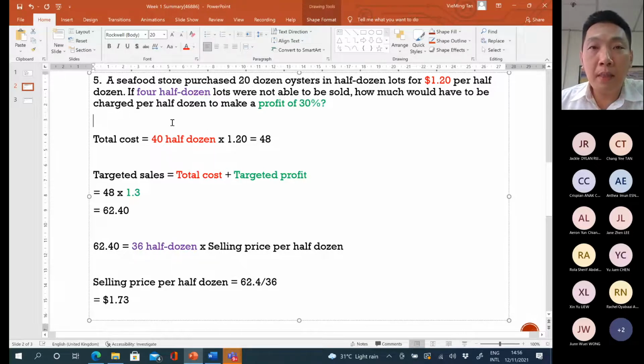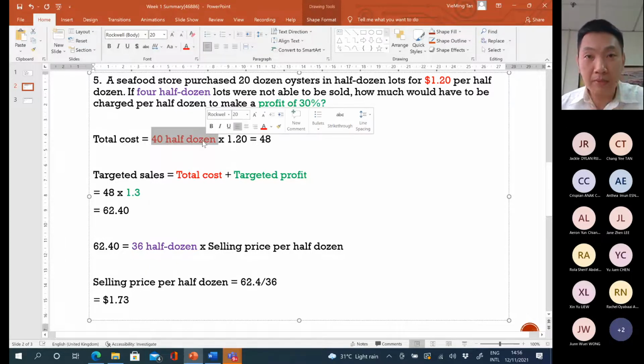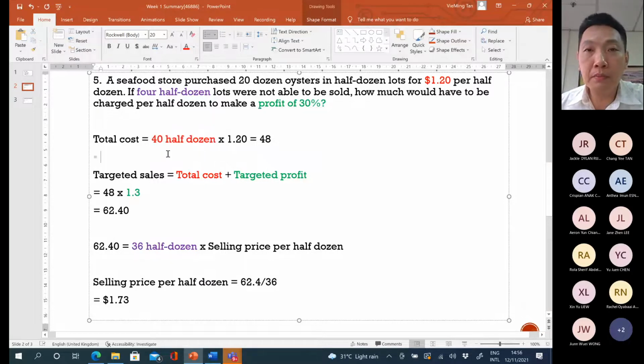Next sentence. If 4 half dozen lots were not able to be sold, that means among these 40 half dozen, 4 half dozen are not good, not in good condition, so they cannot be sold out. So that means only 36 half dozen are good and can be sold out.